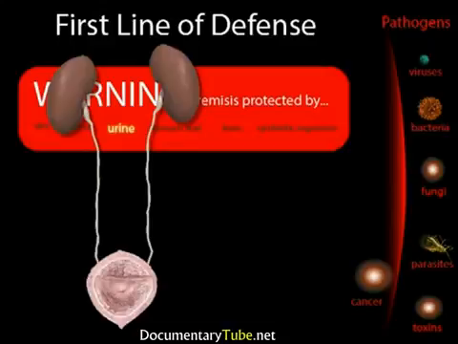Urine is also a very important first line of nonspecific immunity. Any opening to the outside is a potential place for infection. Urine washes out the tract that leads to the outside. It helps fight off any organisms attempting to enter the body that way.